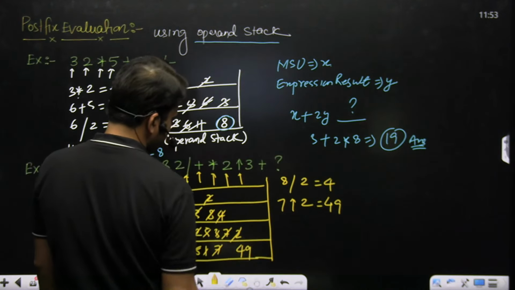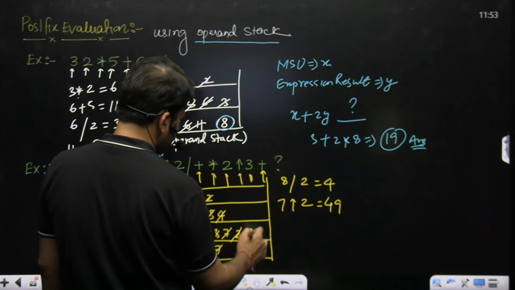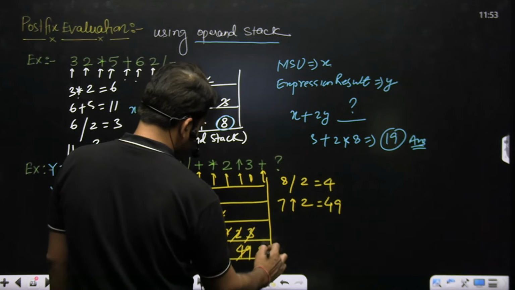So 49 आ गया. इसके बाद सर 3 पुश इनटू स्टैक. इसके बाद प्लस सर पॉप 2 सिंबल एंड 3. सर दिस इज 52.